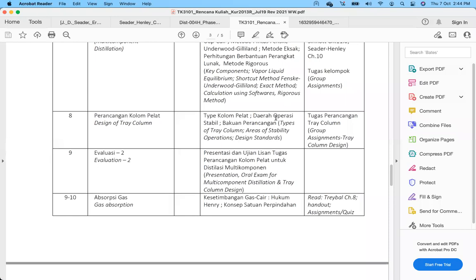So that's why usually there are 2 different assignments. First is the group assignment for the multi-component. The second one is the tray column, but it contains the multi-component distillation as well. So let's just not do this one, but then go to the perancangan. I will check with Bu Grace and also the team teaching where we should start to put the perancangan.